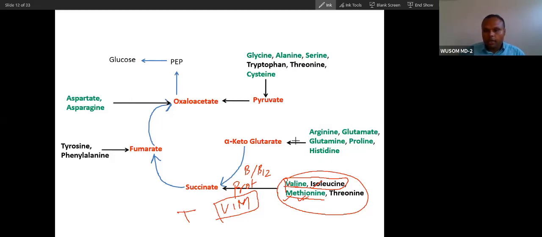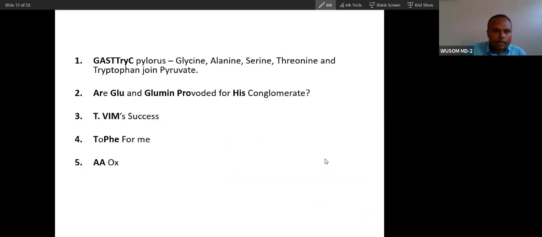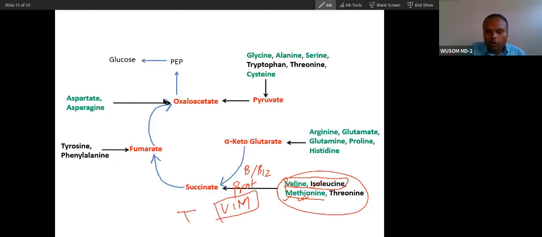How do you remember these amino acid names? You can see R-glu and glumine provided for his conglomerate. What is a conglomerate? You make an artwork by attaching many stones together. So conglomerate means alpha-ketoglutarate: arginine, glutamate, glutamine, proline, and histidine. These convert into alpha-ketoglutarate.